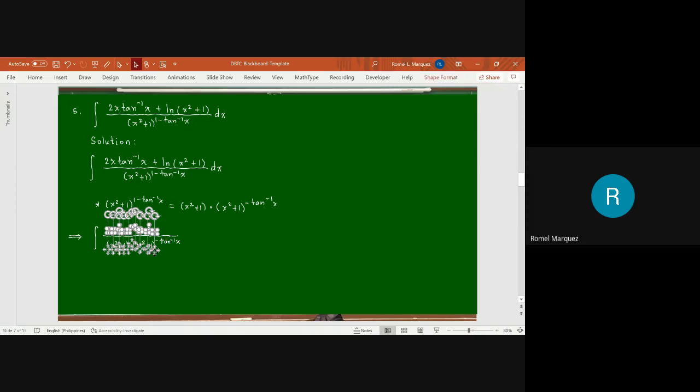We have x plus 1 times what? X squared plus 1 times what, guys? Times x squared plus 1 raised to what, guys? Negative arctangent. Let's see what it looks like. Okay? Then this is ln of x squared plus 1. Okay? What comes next?